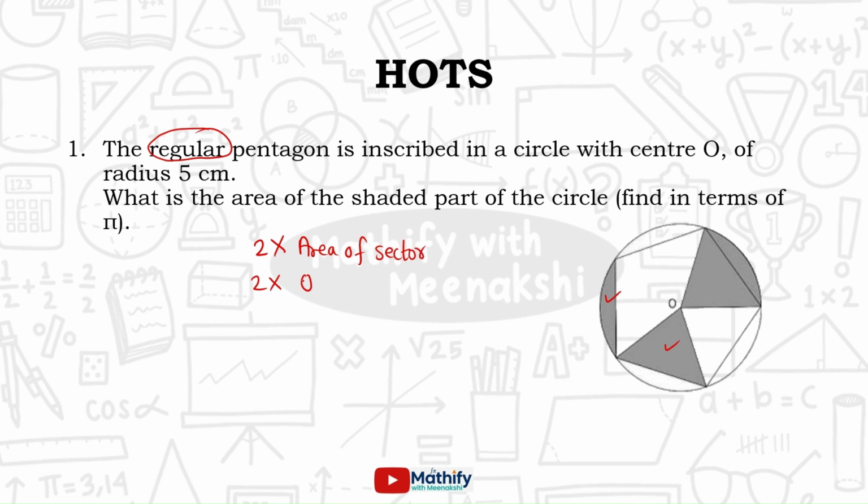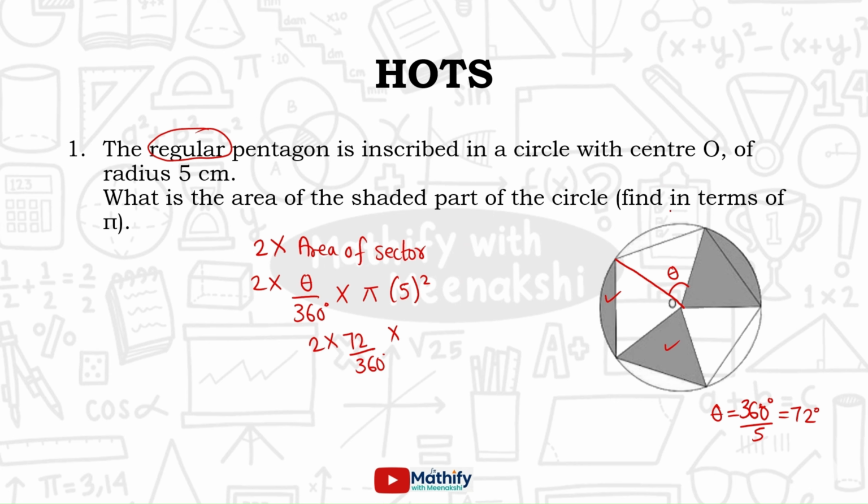Twice into theta by 360 into pi r square. R is 5. But what about your theta? Just see carefully, as I told you in the regular hexagon also, here it's divided in 5. So if you want to find theta, it's divided in 5 triangles. So that means 360 divided by 5. That is 72 degrees. So your angle is 72 here. 2 into 72 by 360 into pi r square.